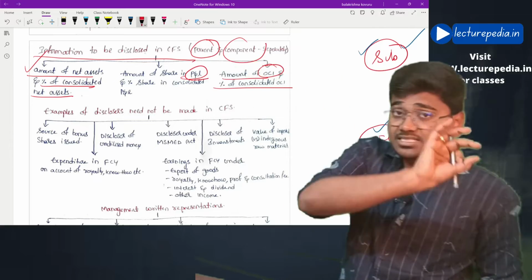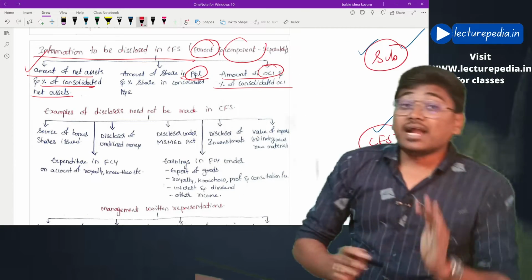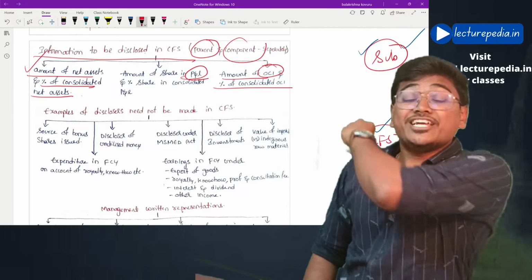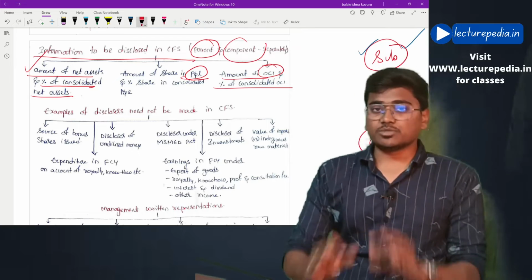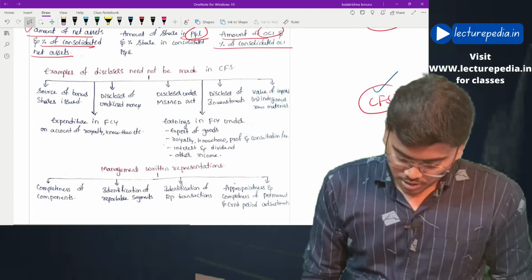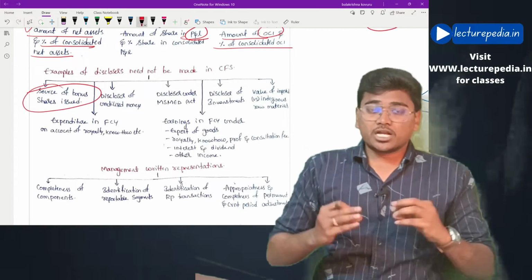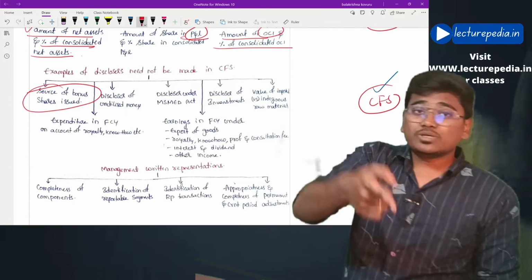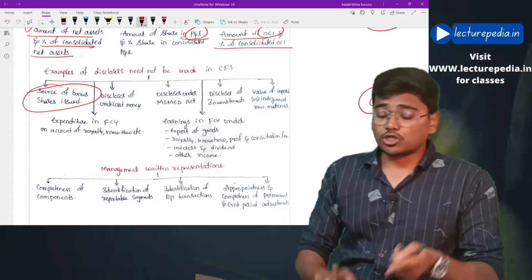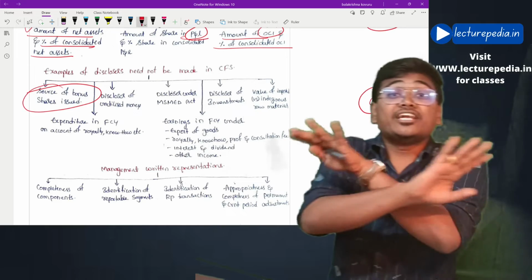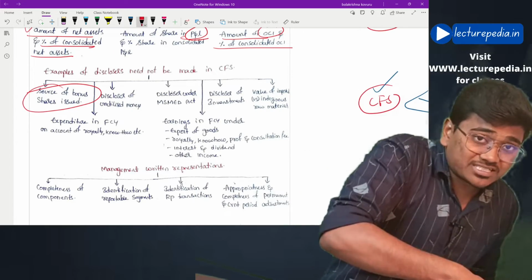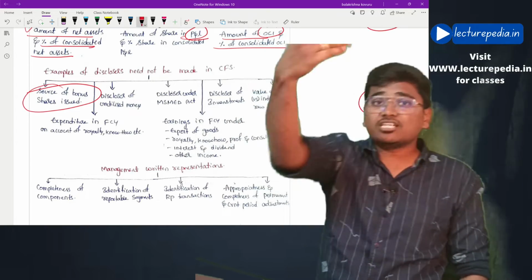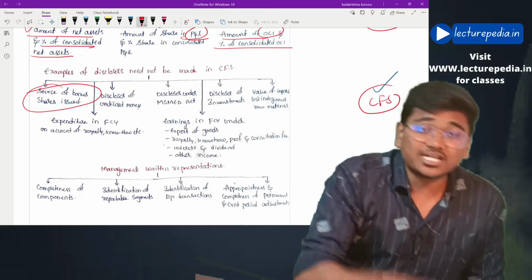Hope this is clear. These 3 disclosures have to be made mandatorily, and there are certain disclosures which need not be made in the consolidated financial statements. What are those disclosures? First one, source of bonus shares issued. During the year, if bonus shares are issued, then what is the source for issuing those bonus shares? Whether you have utilized reserves or you have utilized securities premium, that need not be disclosed in the consolidated financial statement. In the standalone financial statement you will disclose, but that disclosure is not required in the consolidated financial statements.